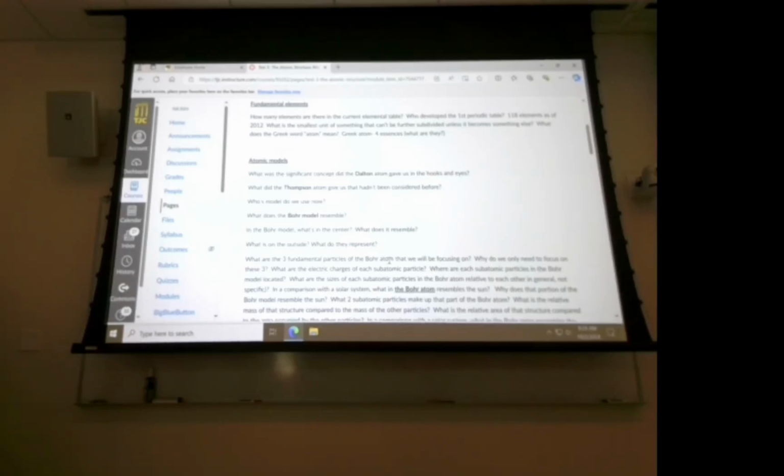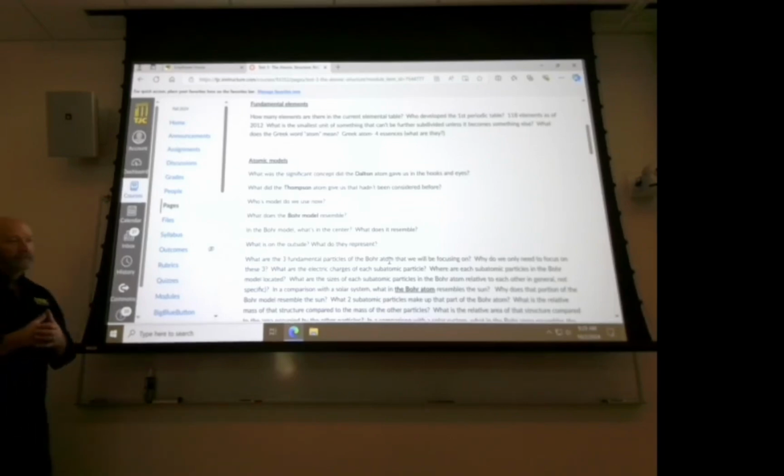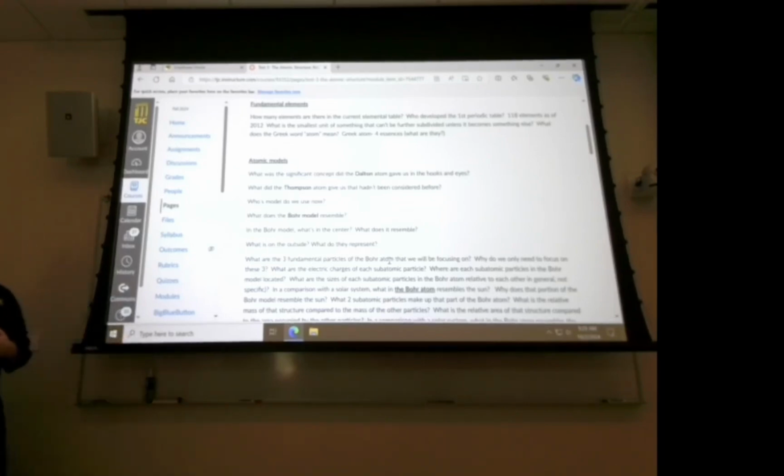The whole thing is about the fundamental elements, the atomic structure, and the fundamental portions of the atomic structure, the subatomic particles, and how the construction of the atom affects how we produce electrons. So we talk about fundamental elements, the periodic table and how many elements we have identified, and what the word atom means.